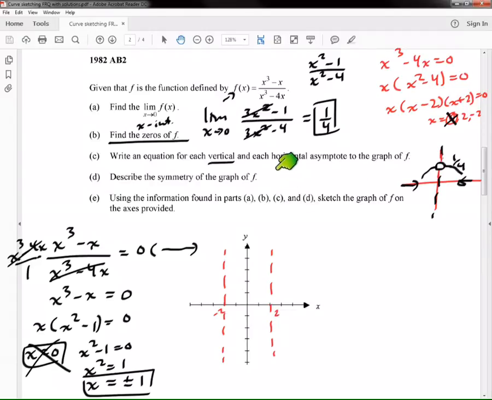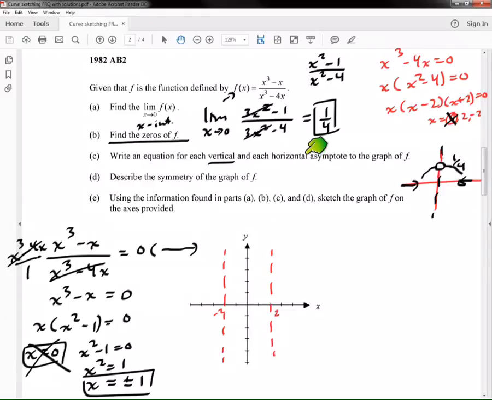The next thing I would have to find are the horizontal asymptotes. Now, there's two ways to find horizontal asymptotes. You could use limits. You could take the limit of this as you approach negative infinity or positive infinity. But I do prefer the algebra way of doing things.